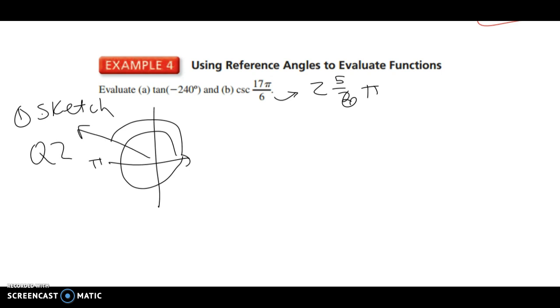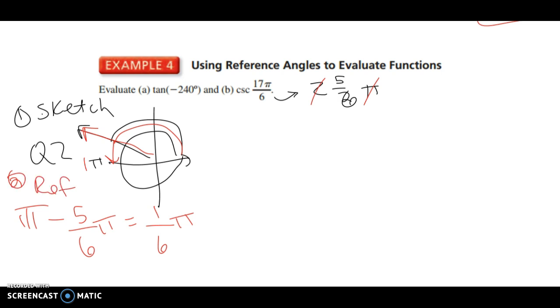Now the reference angle is exactly from where you landed closest to the x-axis, would be right here. So how big is that? If you take away the 2 pi, we've gone an extra 5/6. How much to get to another full pi? So 1 pi minus the 5/6 pi would leave you with 1/6 pi, or pi over 6. So the second thing we did was figure out the reference angle.